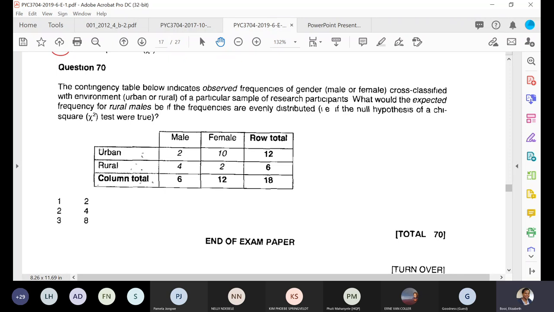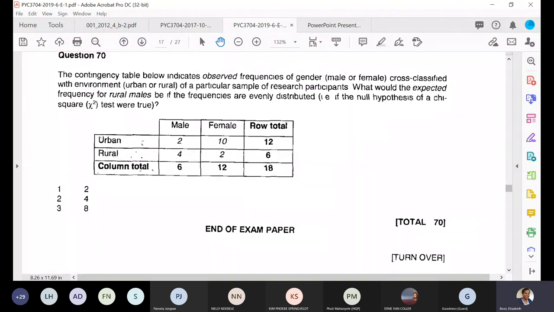Yeah, the contingency table below. And we want to know what would be the expected frequency for rural males. That's the question: calculate the expected frequency of rural males. So they have calculated the totals. Row total times column total over grand total. Yes, you just take that, multiply by that, divide by that. So it's 6 multiplied by 6, divided by 18. Row total times column total, divided by the grand total.